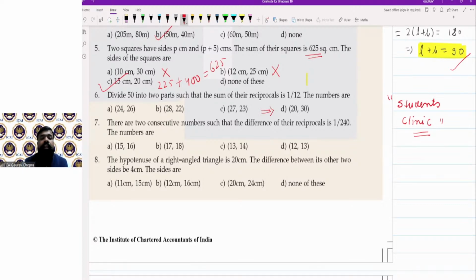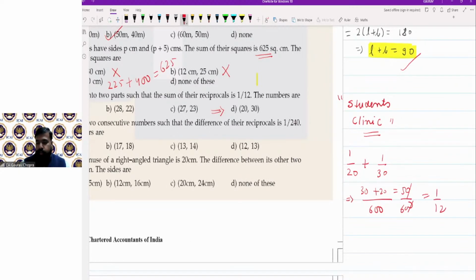ऑलवेज जब भी ऑप्शन चेक करें, जो ऑप्शन आपको आसान लग रहा है, ट्राई दैट ऑप्शन फर्स्ट. ओके, ऑलवेज ट्राई दैट ऑप्शन. सो वी आर ट्राइंग विद ऑप्शन नंबर डी. सो 1/20 प्लस 1/30. So LCM is 600. So what we are getting, you can do simply 30 plus 20. So finally you are getting 1/12. So option number D is satisfying both the condition, hence it is correct.